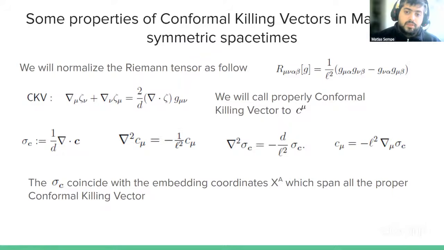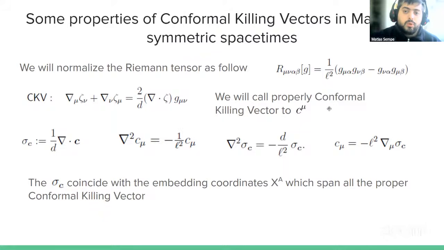Well, we introduced before that we have the conformal Killing vector equation. We talked a little bit about how the left-hand side is the Lie derivative of zeta mu over the metric, and the right-hand side is the conformal factor. We can see here how we normalized the Riemann tensor.